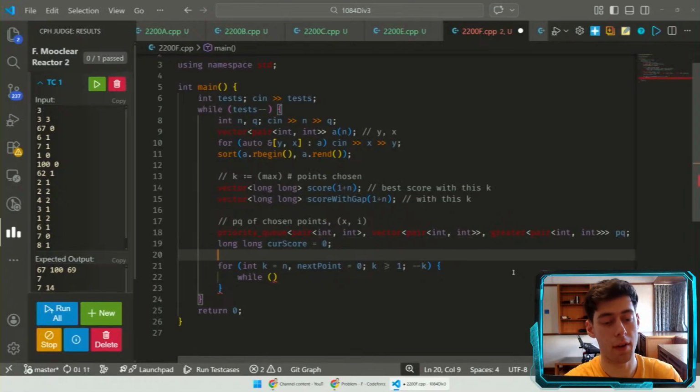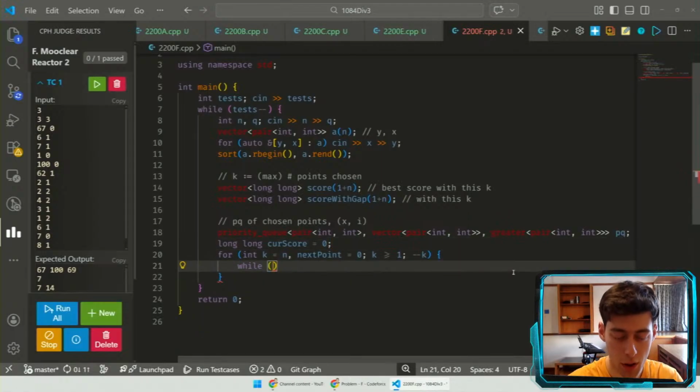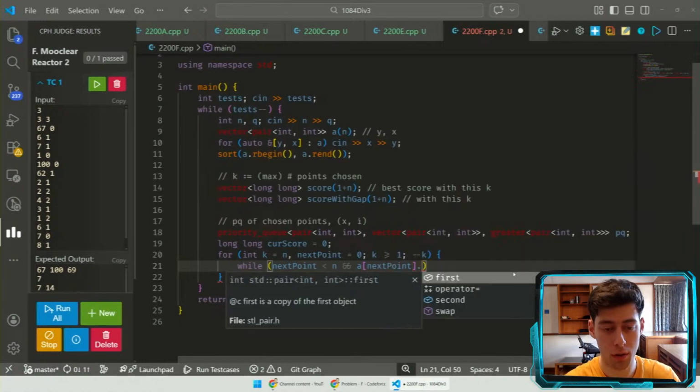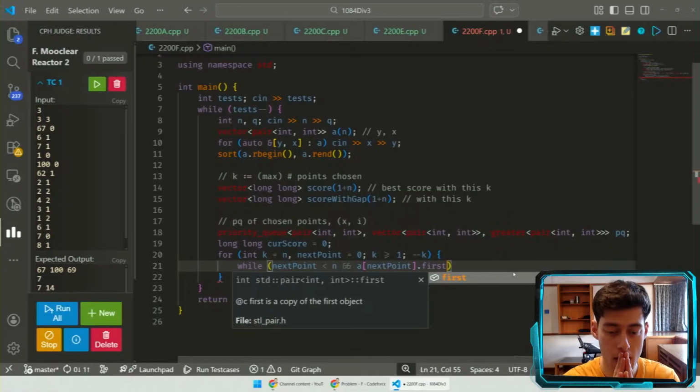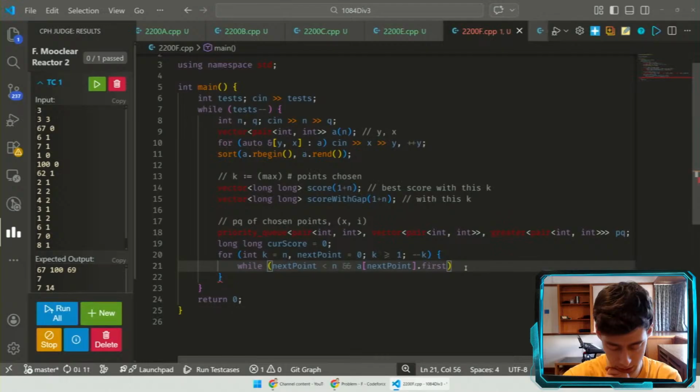Okay, so I'm going to add the point here. I don't know why I need add point. So I'm going to add the point. While next point is less than n, and a next point first, which is the y coordinate. Actually, I'm just going to plus y here, just so y is like the total k. And that's how I was working with it in the first place.